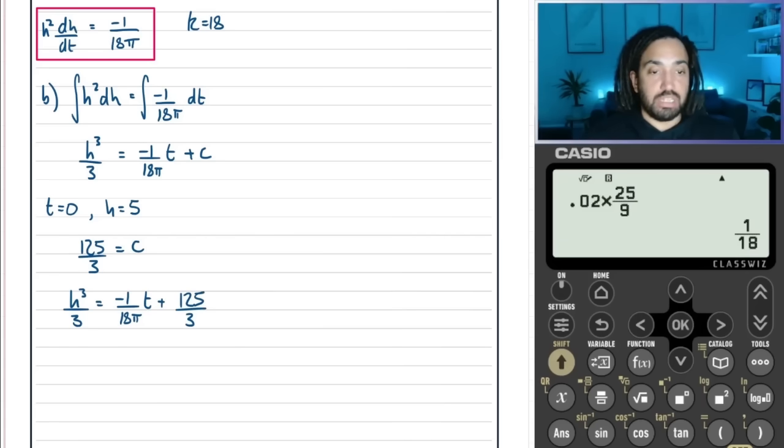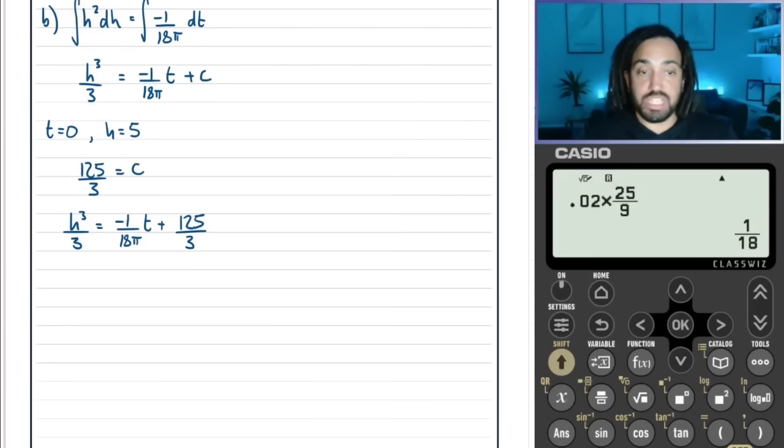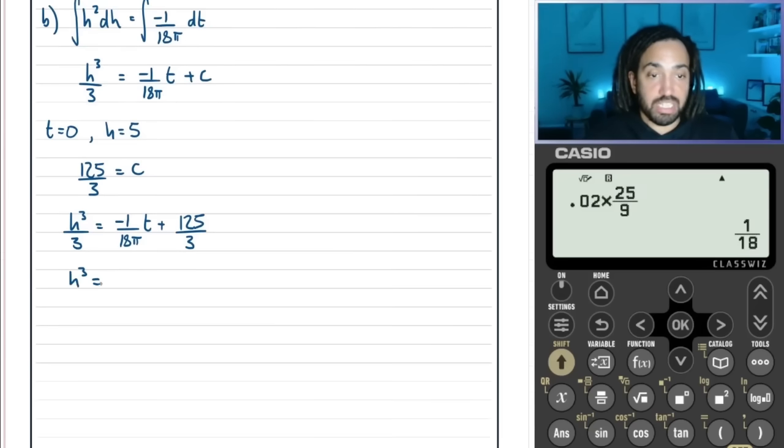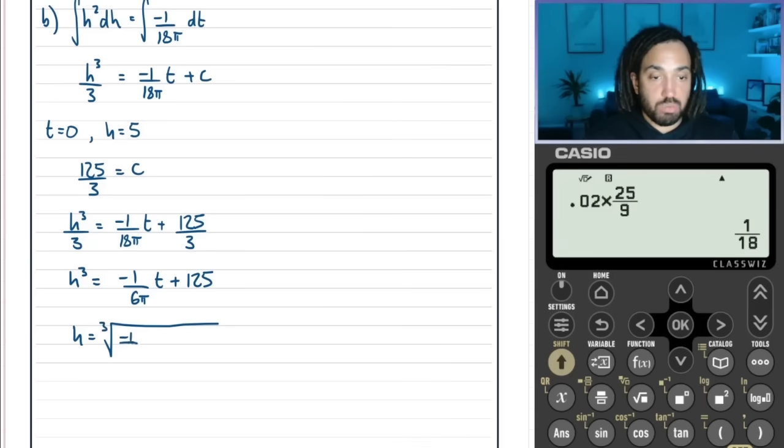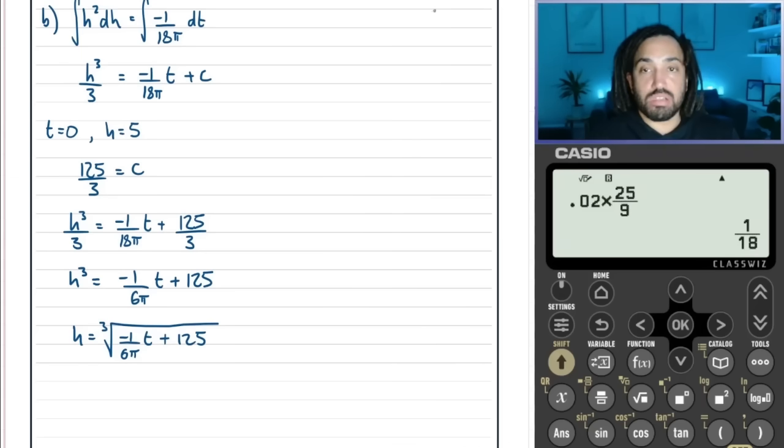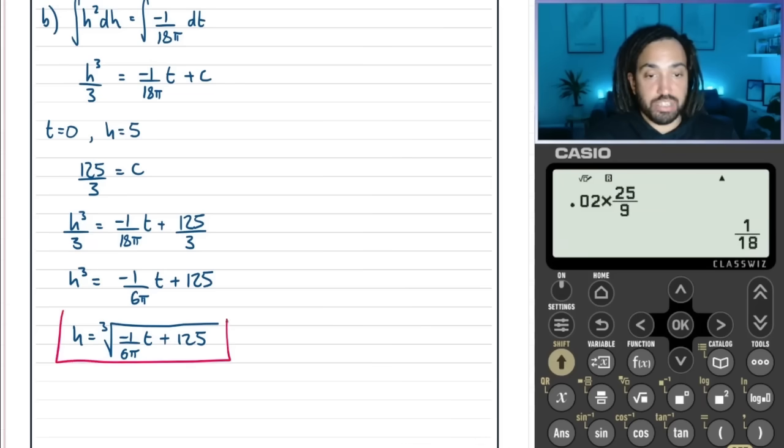Perfect. Now it does say express h in terms of t, so we're going to need to make h the subject by timesing through by 3, which gives us this and this, like so. And then we can cube root that, so we can just get h is equal to the cube root of minus 1 over 6 pi t plus 125. And that will be our h in terms of t. Lovely.